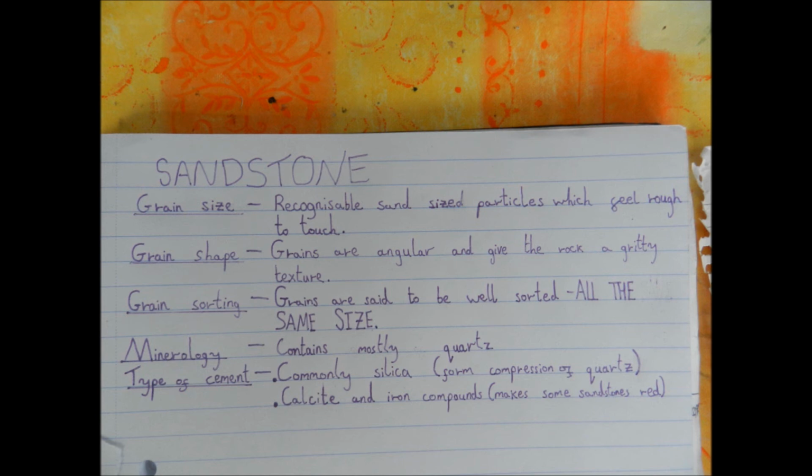So we need to know about sandstone. The grain size is recognisable sand-sized particles which feel rough to touch. Its grain shape is angular and gives the rocks a gritty texture. So the grains are said to be well sorted. They're all the same size basically. And mineralogy contains mostly quartz, type of cement commonly silica from compression of quartz, and then calcite and iron compounds, which makes some sandstones red.